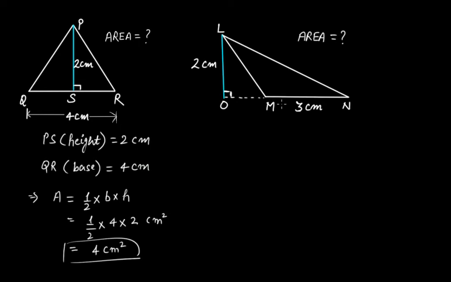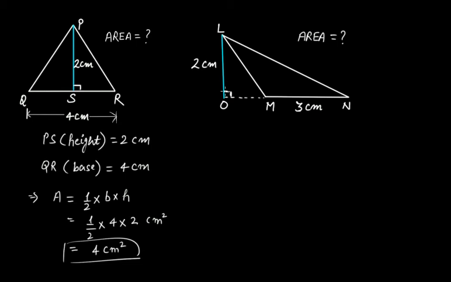In this case, as you can see, this is an obtuse angle triangle. Clearly, this angle is greater than 90 degrees. In an obtuse angle triangle, if we draw a perpendicular from this vertex, it will lie outside the triangle. In the previous case, the perpendicular was inside the triangle, but here, when you draw a perpendicular from vertex L, it will be outside the triangle, and therefore we have extended the base with a dotted line.